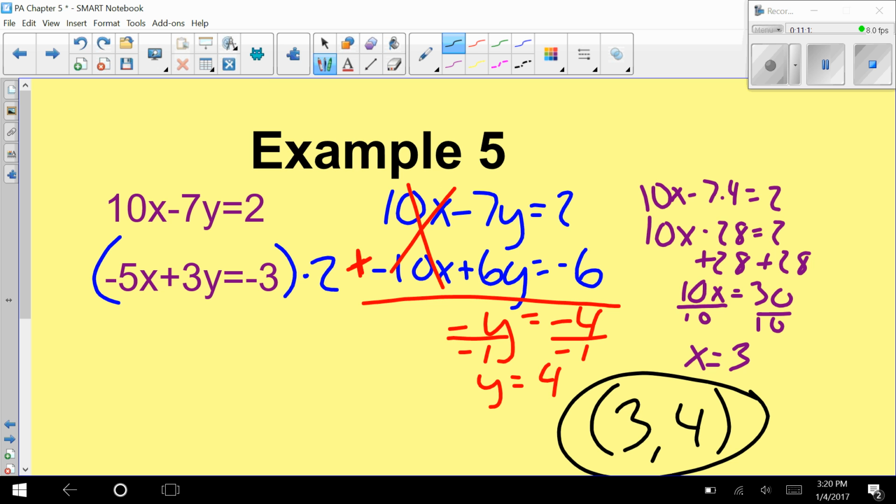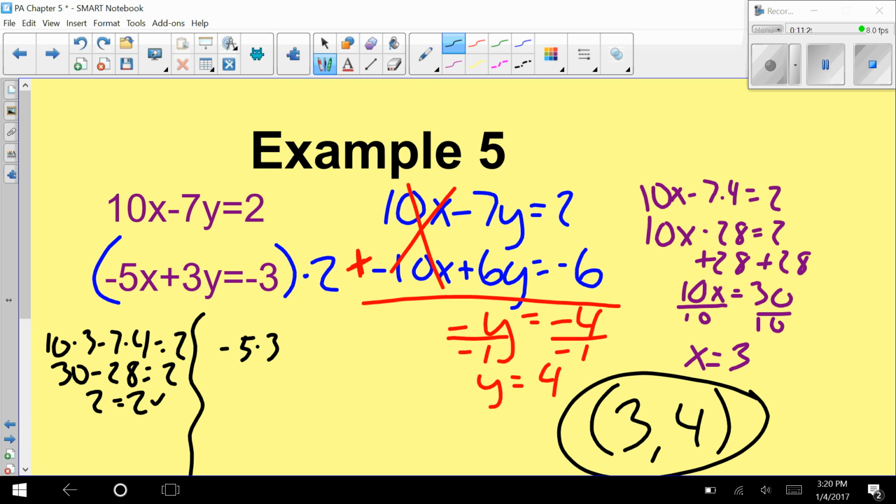Let's check that really quick to be sure. 10 times 3 minus 7 times 4 should equal 2. 10 times 3 is 30. 7 times 4 is 28. 30 minus 28 equals 2. Perfect. Then negative 5 times 3 plus 3 times 4 equals negative 3. Negative 15 plus 12 equals negative 3. And it does indeed equal negative 3, so it works.